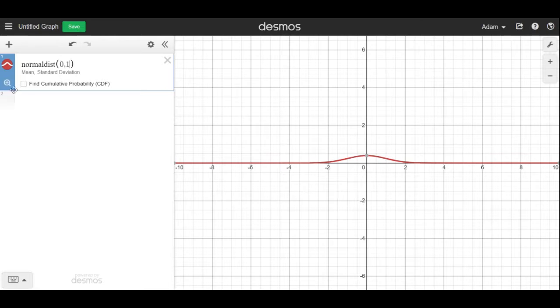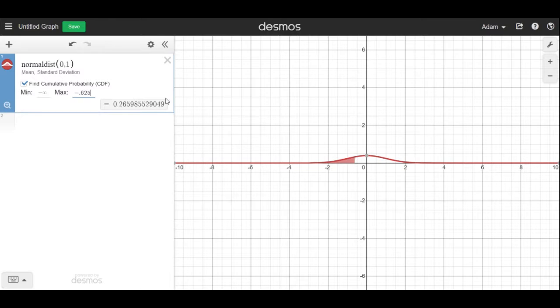Now, since we're looking for area, we want to check this box: find the cumulative probability, CDF. And what we do is we want the area to the left of negative 0.625. So I type that in, negative 0.625. And you can see we get around 0.26. We had to round for the table, right? If we use negative 0.6, which is what the table had, we get the answer we had on the slides. But if we use the exact answer, negative 0.625, as you can see, we'll get this.